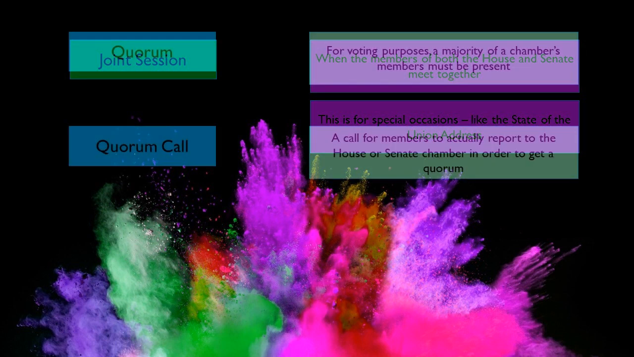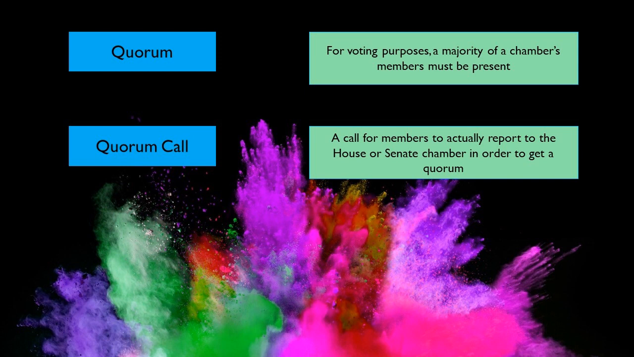All right, here's a weird parliamentary vocabulary term. This is a quorum. And a quorum just means more than half. We need a majority. So for voting to take place in the House or the Senate, a majority of the chamber's members have to be present. So that's more than half of the representatives or more than half of the senators actually have to be there in the room in order for voting to take place.